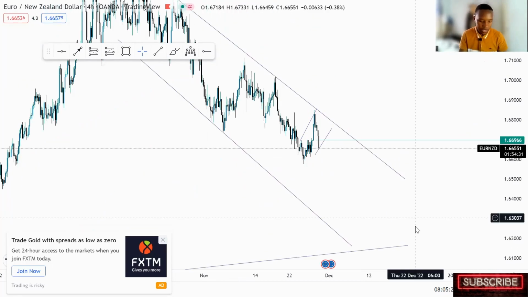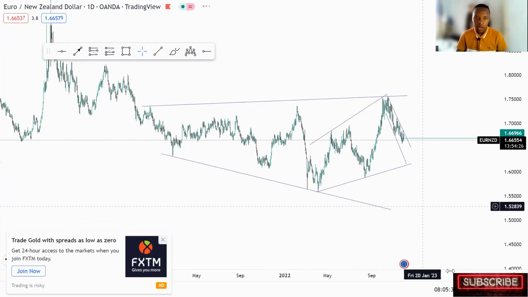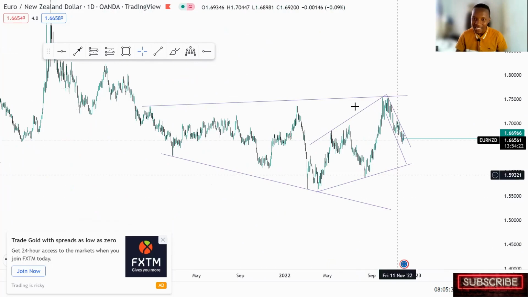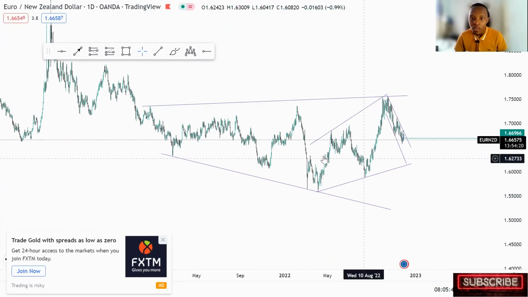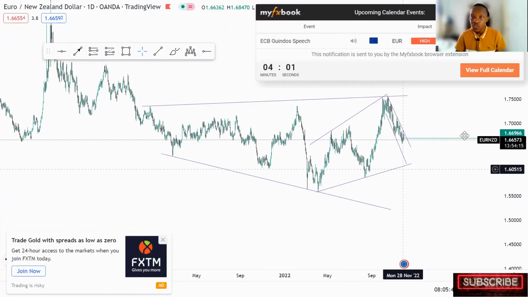But here I'm just going to show you what happened as well. So as you can see on EURNZD, we just have this expansion channel. We have that first touch, second and third touch, first touch, second, third touch. So anticipated third touch somewhere around there in future.